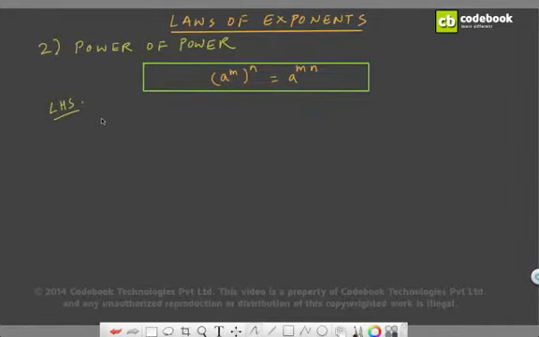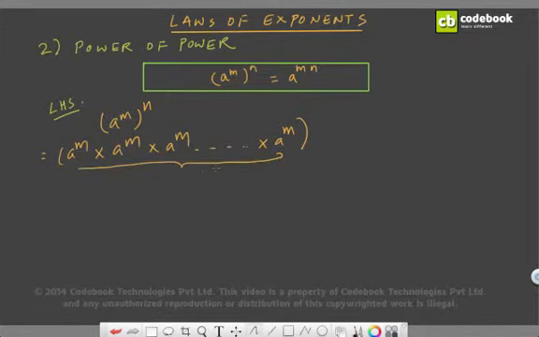So consider the left hand side, a raised to the power m, raised to the power n. If you expand this, it is equal to a raised to the power m multiplied by a raised to the power m, and so on up to n times. From the previous law of exponents, we learned that a to the power m multiplied by a to the power n is equal to a to the power m plus n.